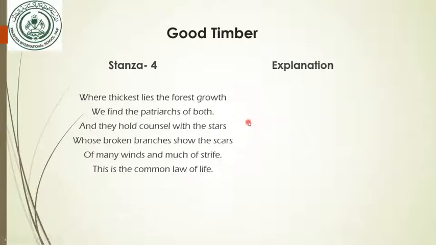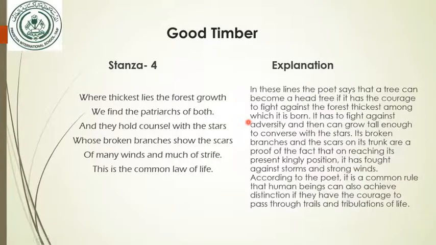Dear students, in the last stanza, in these lines, the poet says that a tree can become a great tree if it has the courage to fight against the forest thickest among which it is born. It has to fight against adversity and then can grow tall enough to converse with the stars. Its broken branches and the scars on its trunk are proof of the fact that on reaching its present kingly position, it has fought against storms and strong winds.